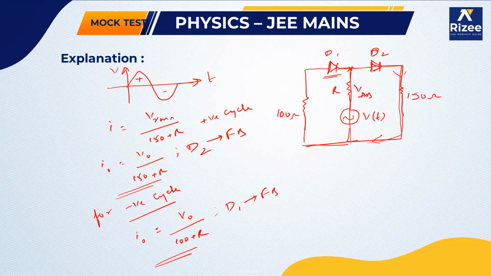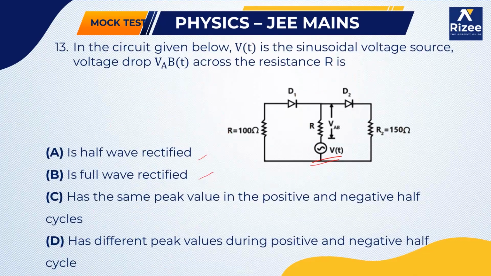Since both peak values are not the same, the option saying the peak values in the positive and negative cycles are the same cannot be correct, because both of them are wrong. Here the peak values during the positive and negative half cycles are different, so this should be your correct option. So D is your correct answer.